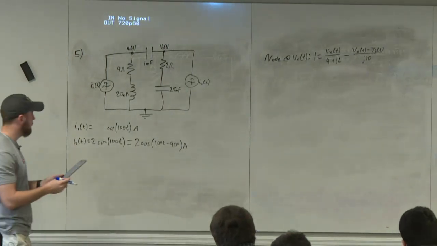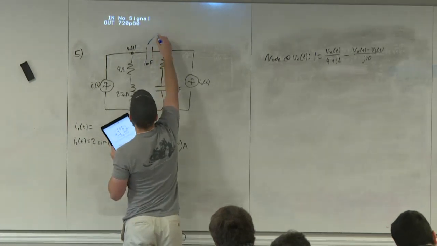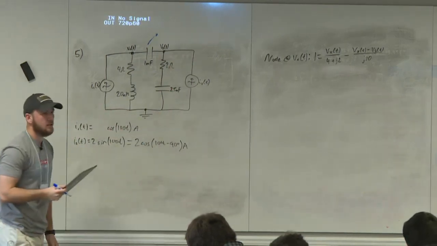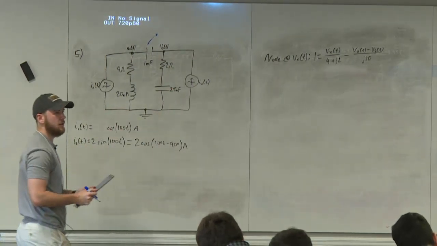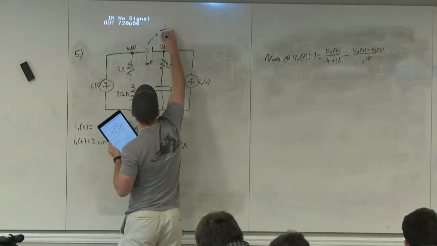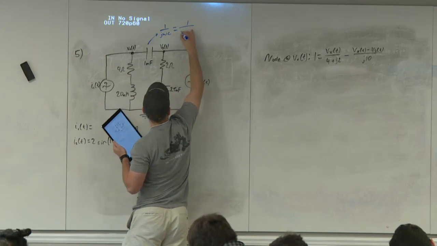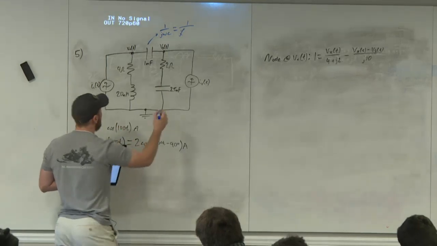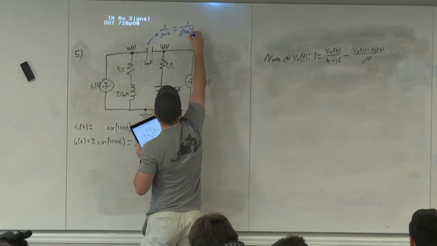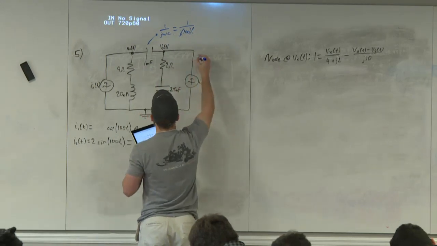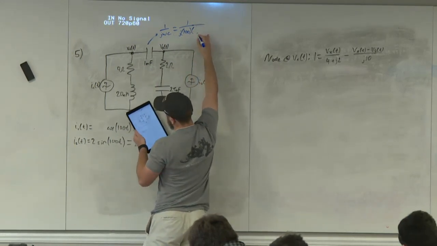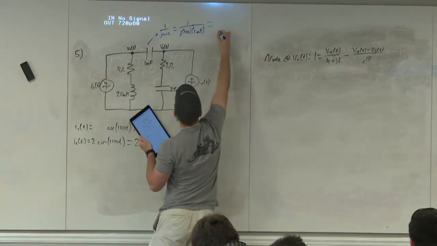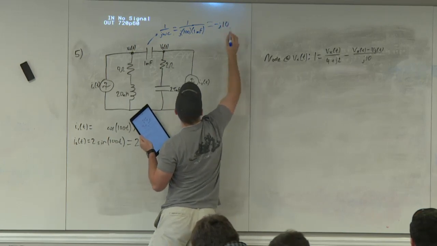I'll write it out in case any of you forget the formula. What's the formula for a capacitor converting to polar? 1 over j omega c is equal to 1 over j times, what is our omega? 100. We get that from our original formula. And then our c is 1 millifarad. So 1 millifarad ends up getting you negative j10 ohms.